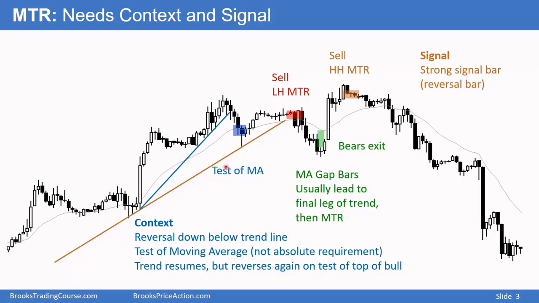You can redraw the trend line. This low, that low. We broke below the new trend line. Traders will look to sell a reversal down after testing the prior high. Here the test is slightly above, so it's a higher high major trend reversal, and it has a decent sell signal bar. Context, the bars to the left support a likely reversal and signal bar.